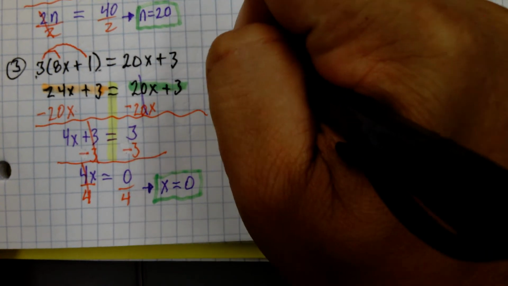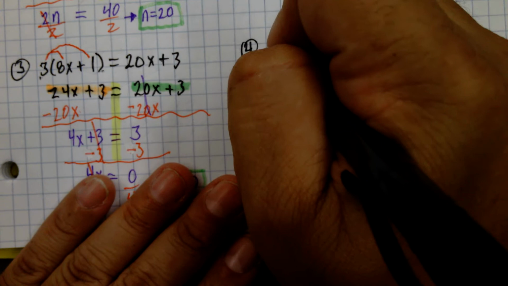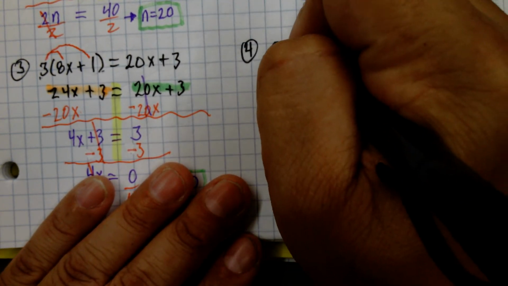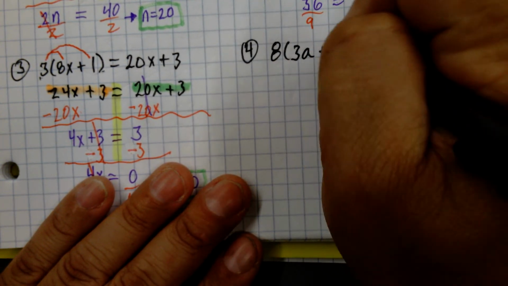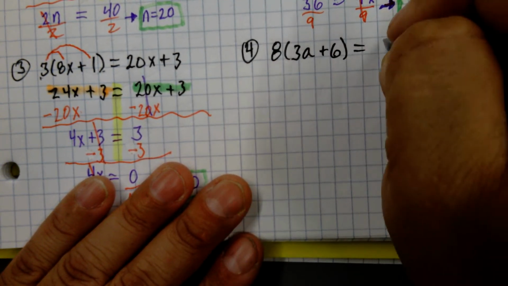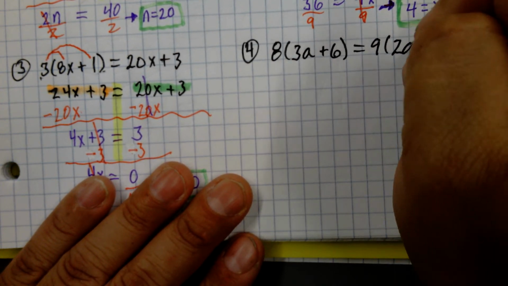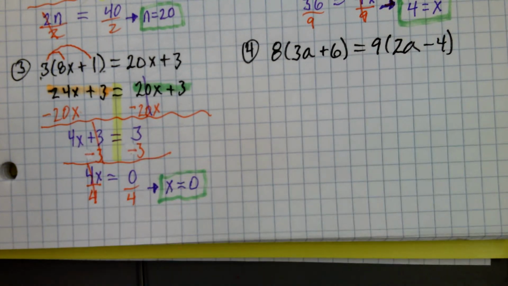Número 4. Okay. This one is, oh, it's a double distributing. Take a look. 8 quantity 3a plus 6 is the same as 9 times the quantity 2a minus 4. Okay, write that down. Gentlemen, write it down, please.